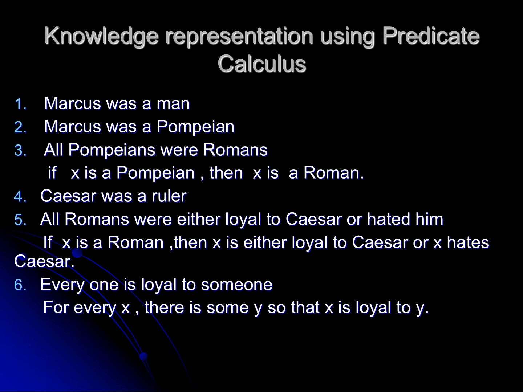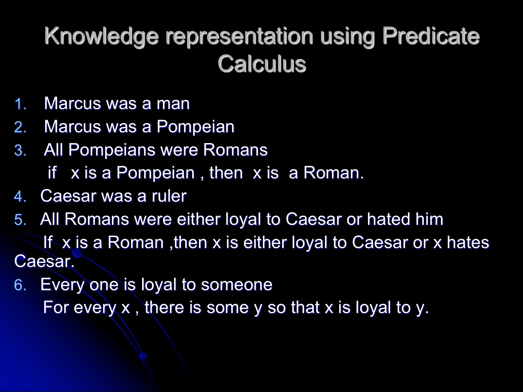X is a Pompeian can be represented easily. X is a Roman can also be represented easily. Now connect these statements using implication symbol, and because all is used in the statement, you have to show the use of universal quantifier. Then fifth statement, fourth one is direct. Fifth one: all Romans were either loyal to Caesar or hated him. You can rewrite this statement as, if X is a Roman, then X is either loyal to Caesar or X hates Caesar.